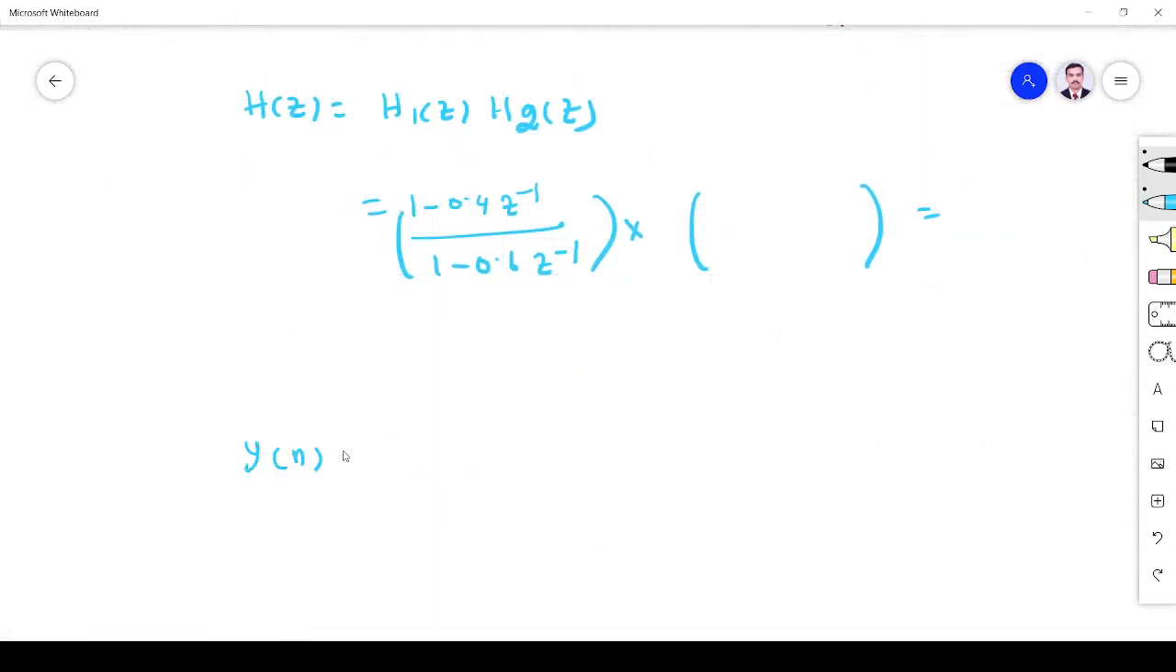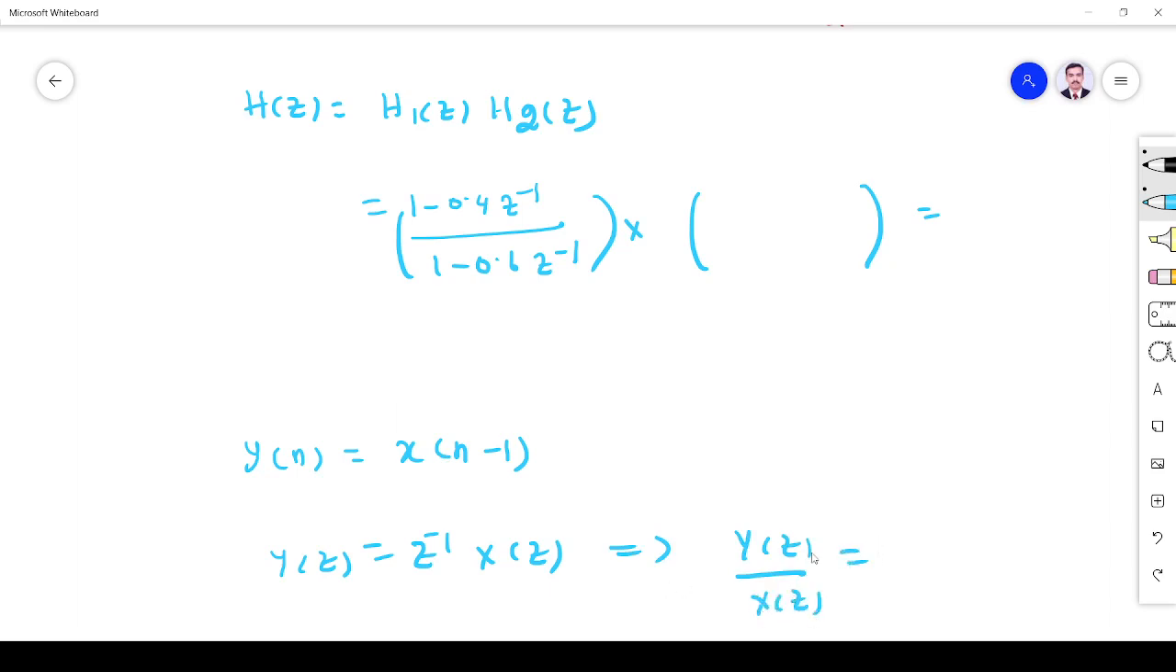So Y of n is equal to the same as the input with a delay of 1. So it is z power minus 1 times X of z. This is Y of z. So it is the transform of x of n minus 1. So what is the overall system transfer function? Y of z by X of z is equal to z power minus 1. That is my H of z.